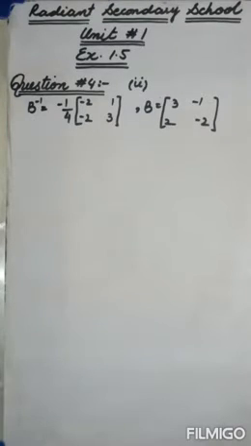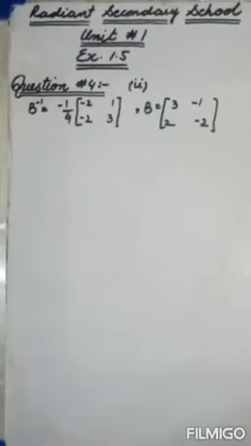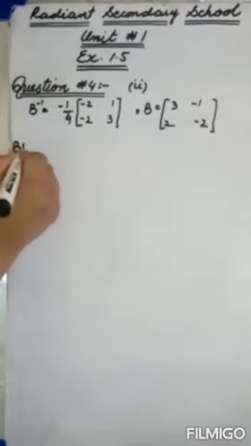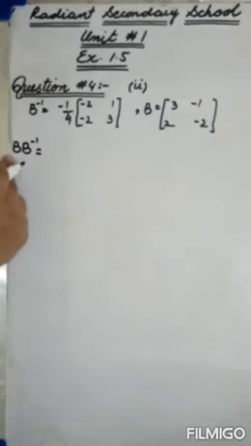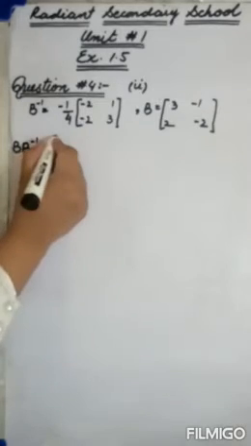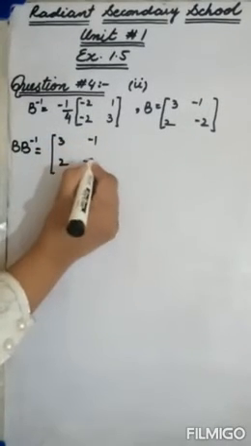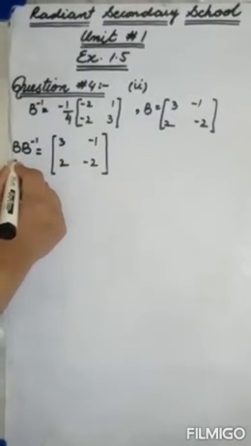Okay, now we are having these two matrices, B inverse and B. Now we have to multiply it according to the question. Firstly, we will find B into B inverse. B into B inverse. So B is the first matrix. We have to write B matrix first. That will be 3 minus 1, 2, minus 2. And second matrix is B inverse.